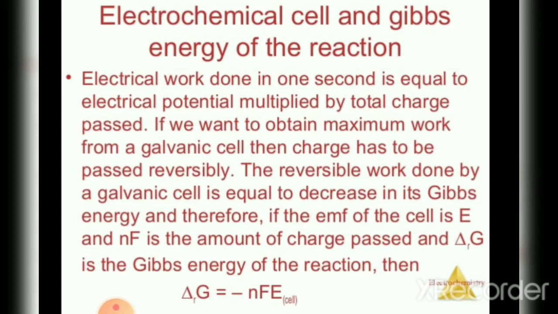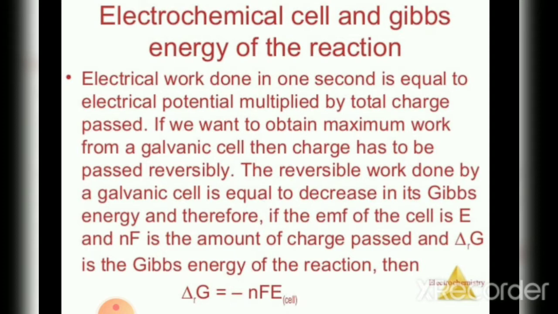And therefore, if the EMF of the cell is E and nF is the amount of charge passed and delta G is the Gibbs energy of reaction, then delta G is equal to minus nF E cell. So, Gibbs energy of reaction is given as delta G is equal to minus nF E cell, where E cell is the EMF of the cell, n is the number of electrons and F is Faraday, which is equal to 96,500 coulombs.